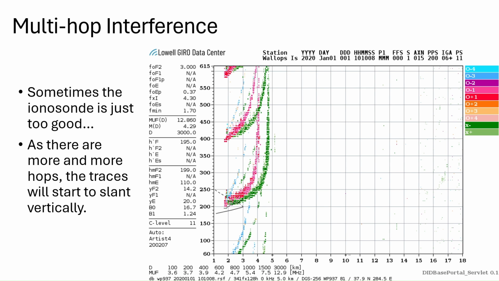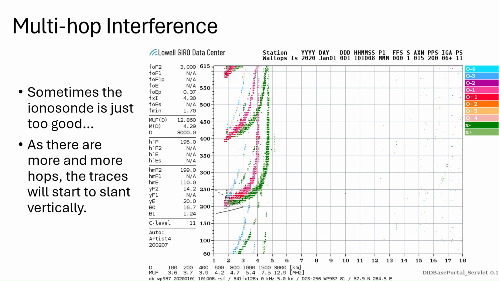This is just an example of a situation. I'm going to pick on Wallops Island quite a bit this morning, where we have multi-hop, which is fine. So here's our second hop. This is somewhere around the 10th hop, 12th hop, 13th hop. As you go more and more hops, these traces will start to shift vertically.